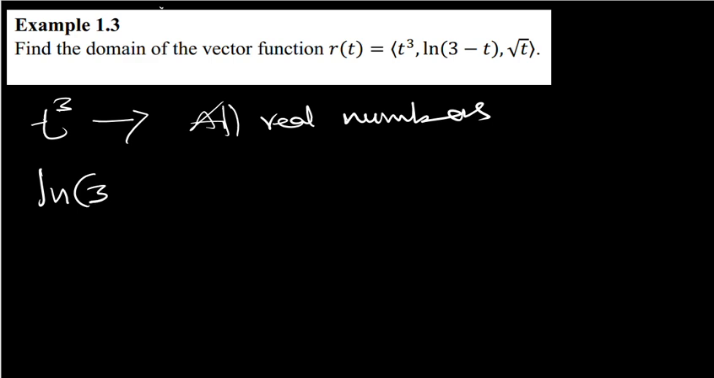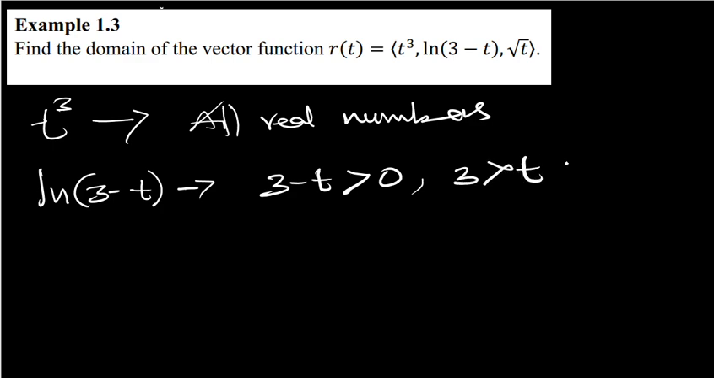Let's pick the second one, ln of 3 minus t. The ln function is defined for numbers greater than 0. So this implies ln of 3 minus t can only be defined when 3 minus t is greater than 0. Or otherwise, 3 is greater than t. And more precisely, we can say when t is less than 3.